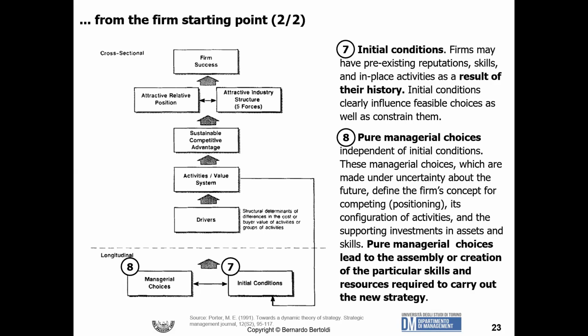And so here you have two points. Point number one is initial condition. When you define a strategy, you have some activities, you have a value system that is already existing. That's the result of past decisions and the history of the company. So you are there, you have some economies of scale, you have a brand because of initial conditions, because something happened before.